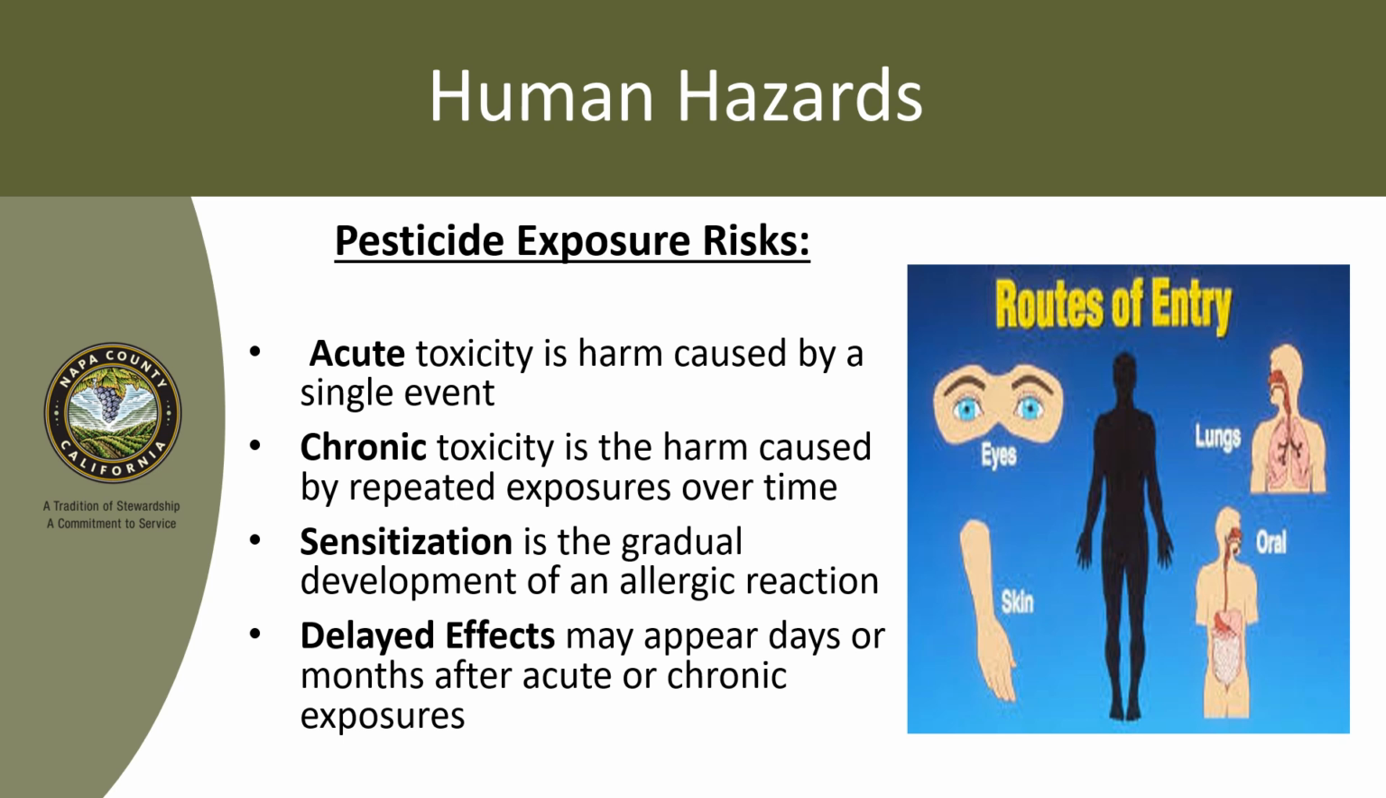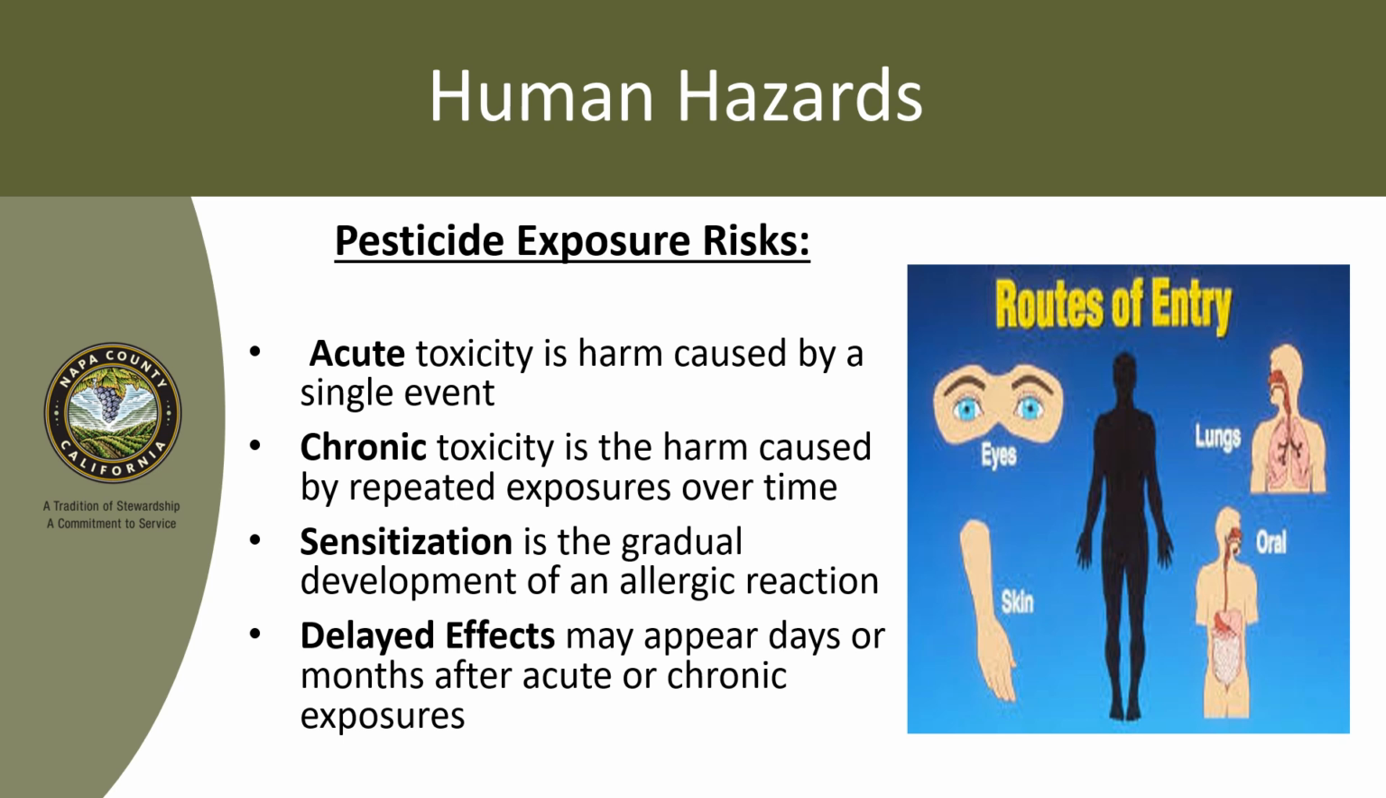So let's talk about some human hazards. There are different types of toxicity, but acute and chronic toxicity are the two that are most important to you. Acute toxicity is the harm that's caused by just one single event. Pesticide is splashed into your eyes and some harm is caused, or you breathe in dust from a pesticide and harm is caused. Dermal exposure is obviously a very common type of exposure. So acute just means one and done, a single event, and that's all there is to it.